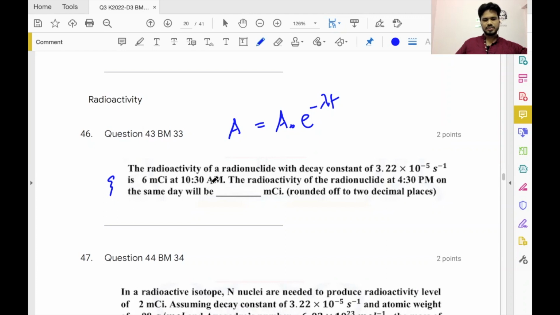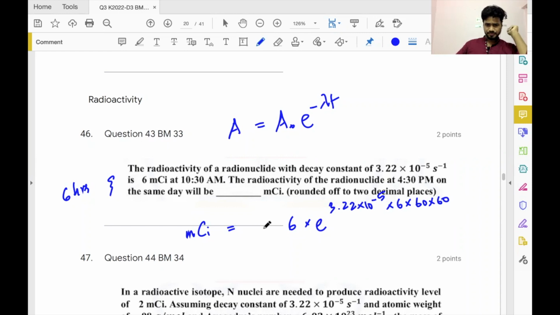10:30 a.m. same day, so 6 hours. So we should quickly get this. Start with 6 millicurie, so your answer should be in millicurie. 6 into e power minus lambda t. Lambda is in per second, so let's also convert the 6 hours into seconds. 6 into 60 minutes in 1 hour, and 60 seconds in each minute. So this many seconds in 6 hours, and whatever this number is, this is in millicurie, and we should get our answer.